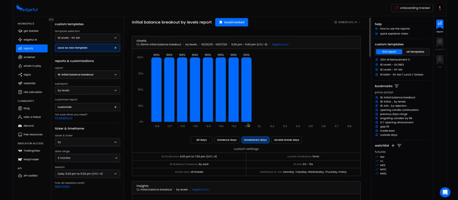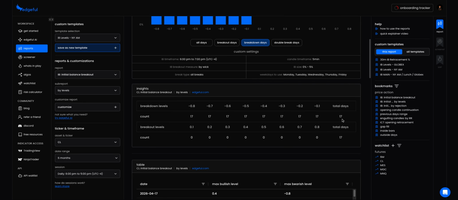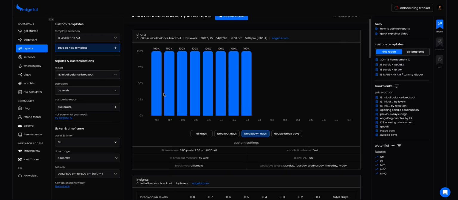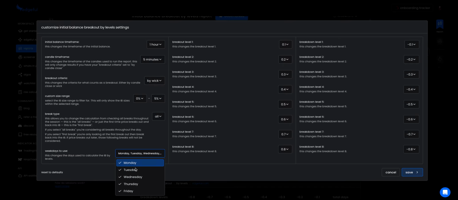So in this situation, there's about 17 days worth of data. 17 days, this is like a general average. It's showing pretty much every level gets tagged. Okay, let's just tighten up our search. So it was Globex, so it's Monday. So I'm only going to select Monday now. I'm going to hit save.